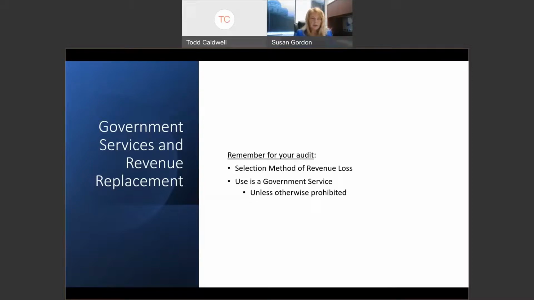So just as a reminder, remember for audit purposes, you'll be selecting your method of revenue loss, and then you'll want to make sure that your use is a government service, which again is presumed to be any service that you would normally pay for unless it's prohibited by the final rule.